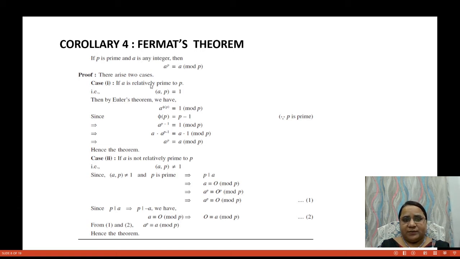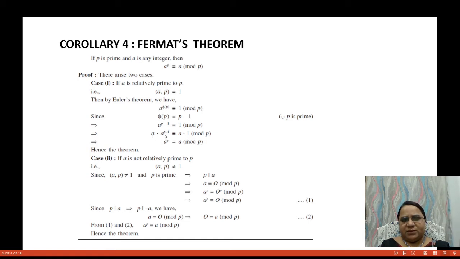If it is relatively prime, so gcd of a, p is equal to 1, then by Euler's theorem what we have, a raised to phi of p is congruent to 1 mod p. Since phi of p is equal to p minus 1, since p is prime, so a raised to p minus 1 is congruent to 1 mod p. Just multiply a on both the sides, so a dot a raised to p minus 1 is congruent to a dot 1 mod p.